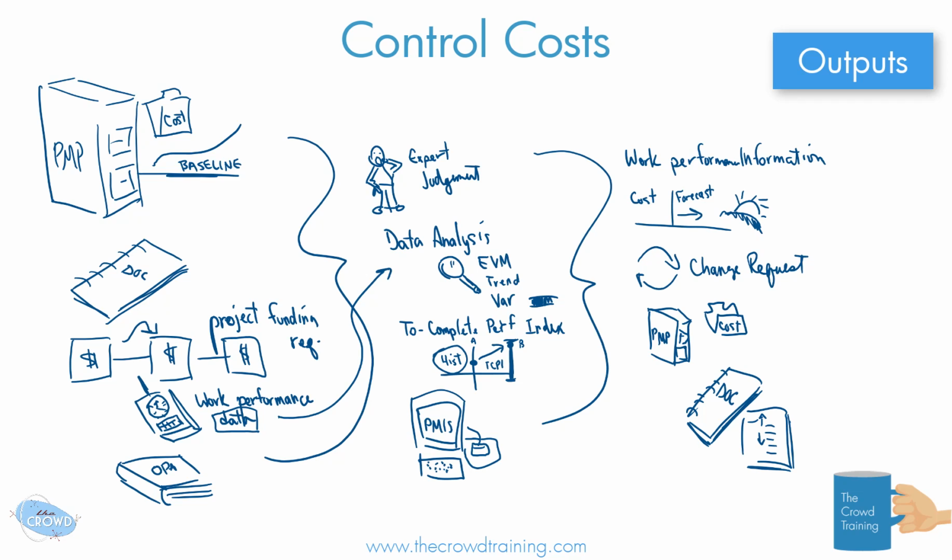And so those are just a few examples of project documents that are updated, as well as your project management plans. Your other outputs are your cost forecasts, your change requests, and your work performance information. And overall, that is the inputs, tools and techniques, and outputs of the control costs process in the 6th edition.